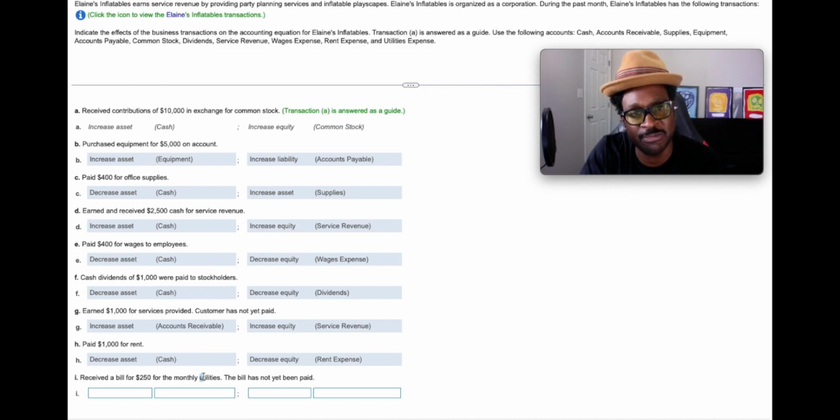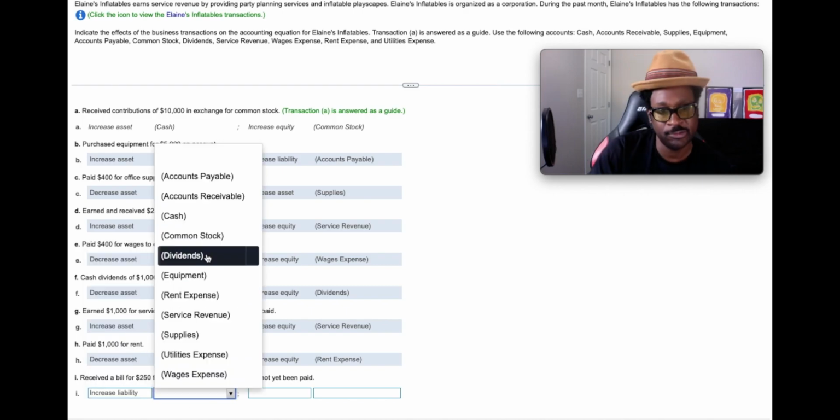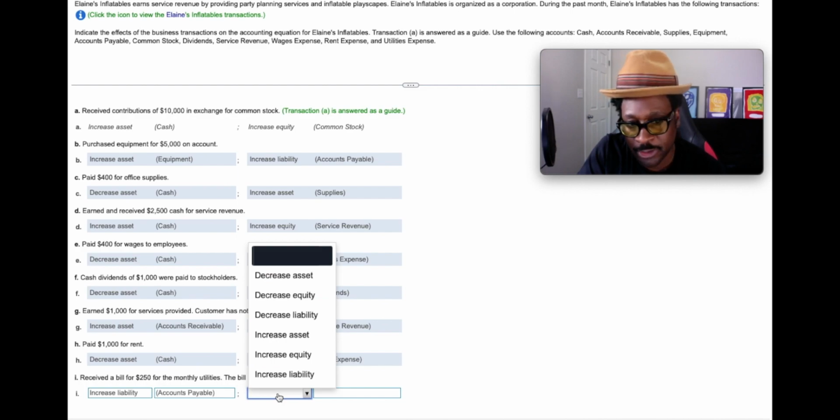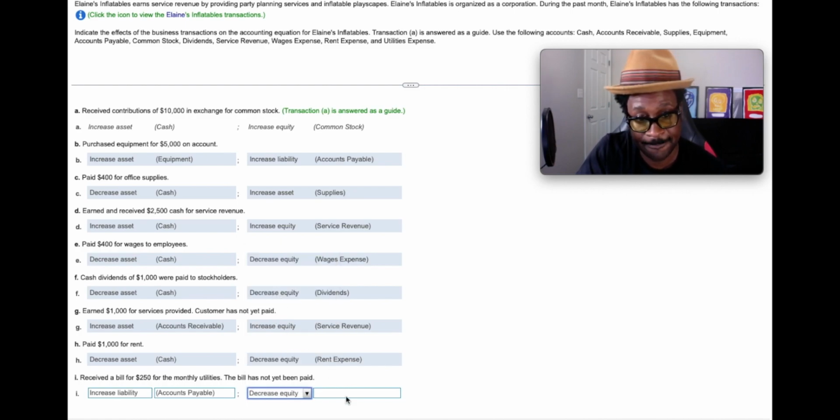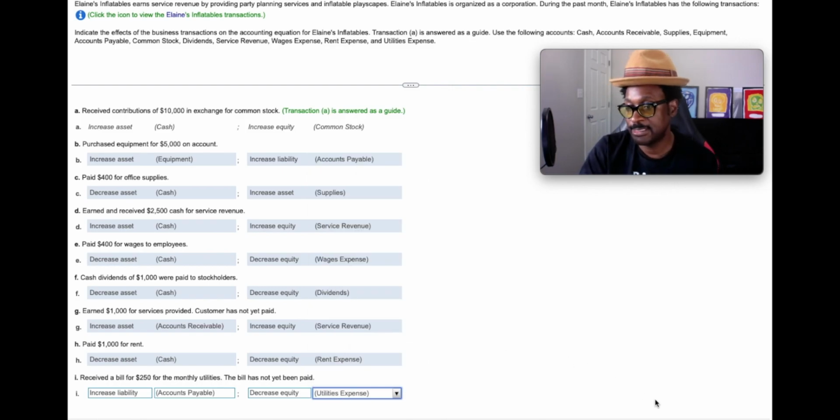And utilities is an expense. Now, the fact that we haven't paid for this particular expense that has been incurred means that we still owe, gang. And if we still owe, that means we have to create a liability. So we are going to increase the liability. So we're going to just call it accounts payable. And what about our expense that has happened? That's going to decrease our equity. And it's going to decrease through the utilities expense. So let's see how we do it. Excellent. Bada bing, bada boom.